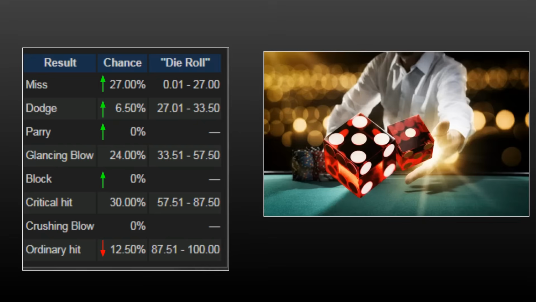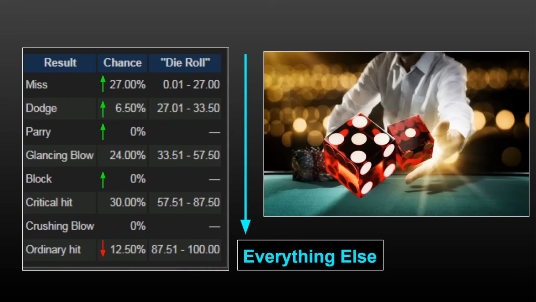Attacks against the player are categorized based on a single roll table. If you manage to increase your parry by 1%, this causes 1 out of every 100 attacks to be a parry instead of a normal hit. Normal hits are what happens when the attack doesn't get categorized into any of the other rows.